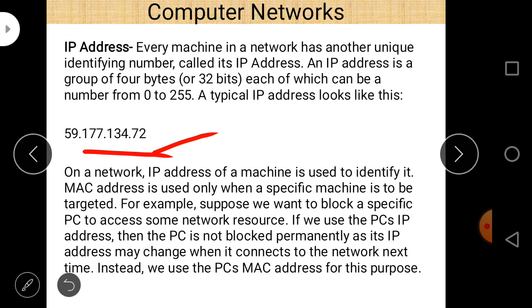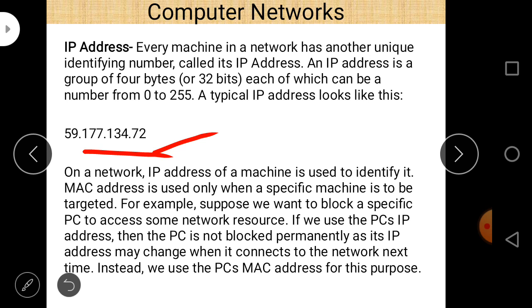So it is a combination of 4 bytes or 32 bits. Each number starts from 0 to 255. On a network, the IP address of a machine is used to identify it. MAC address is used only when a specific machine is to be targeted. For example, suppose we want to block a specific PC from accessing some network resources. If we use the PC's IP address, then the PC is not blocked permanently, as its IP address may change when it connects to the network next time. Instead, we use the PC's MAC address for this purpose.